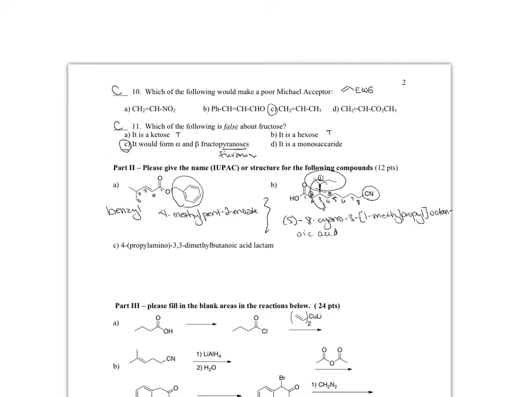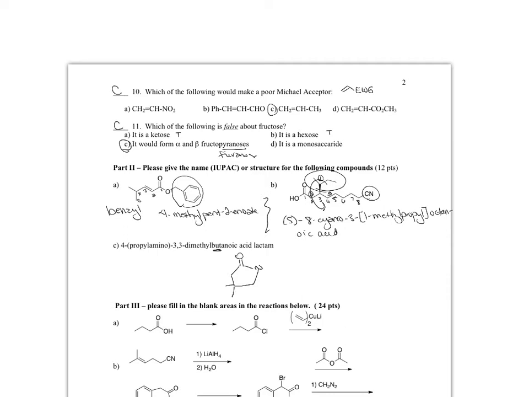All right, then it wants us to draw a lactam. Now we know a lactam is a cyclic amide. It's telling us we got 4 carbons in our ring with the nitrogen. So I'm just going to draw that. Here's my nitrogen, and then I got 2, 3, 4 carbons attached. Okay. And then it tells us that on carbon 3, I have 2 methyl groups.